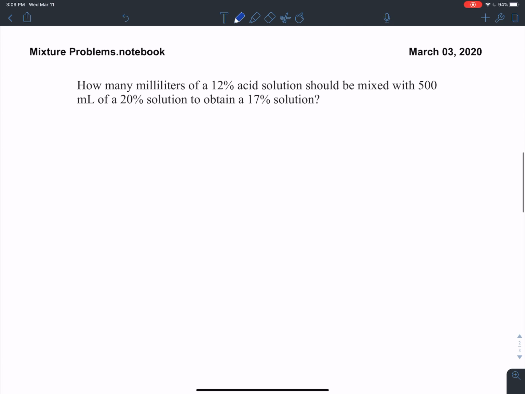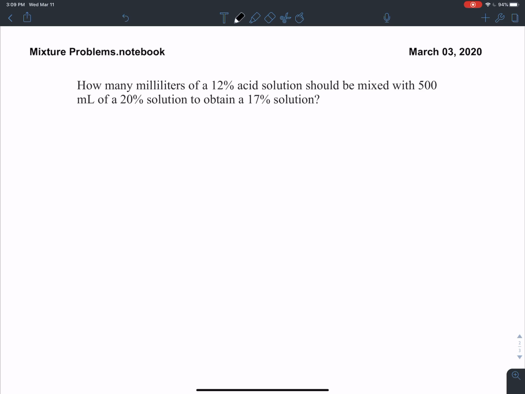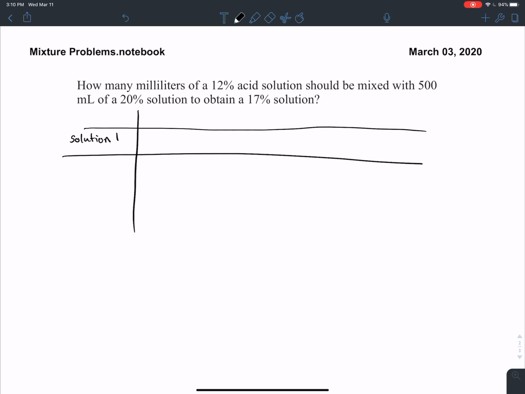Let's look at an example from scratch. If we look at this, it says how many milliliters of a 12% acid solution should be mixed with 500 milliliters of a 20% solution to obtain a 17% solution. I'm going to start by setting up my table. They're telling me about 3 solutions again, so I'm going to have solution 1, solution 2, and solution 3.